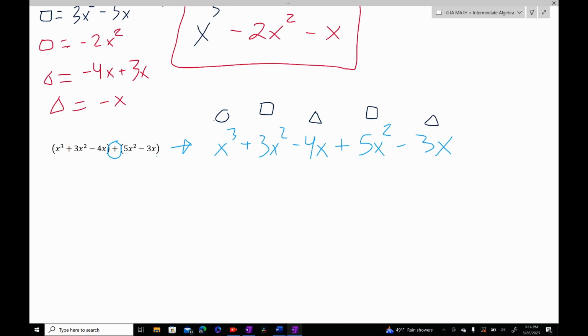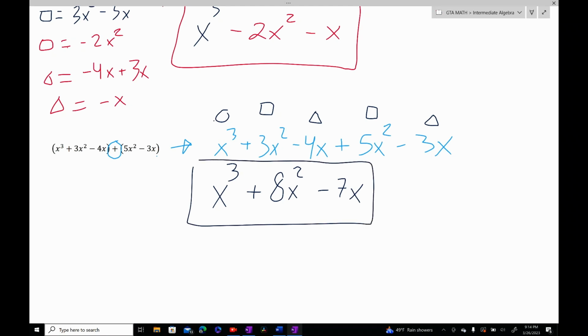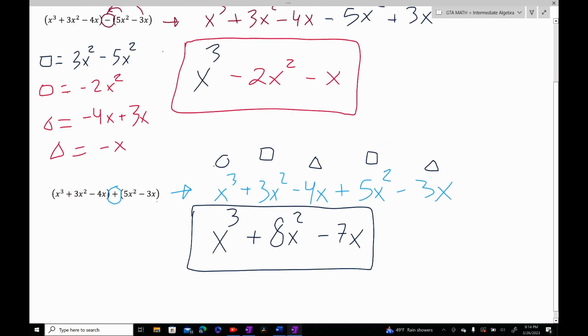So now we're going to do the same thing we did before. Combine like terms. X cubed stays. 3x squared plus 5x squared is going to equal 8x squared. Had to get that correct because you know the math gurus, they come out of nowhere and storm that comment section like crazy. And then we're going to have negative 4x minus 3x. And what does that equal? Negative 7x.